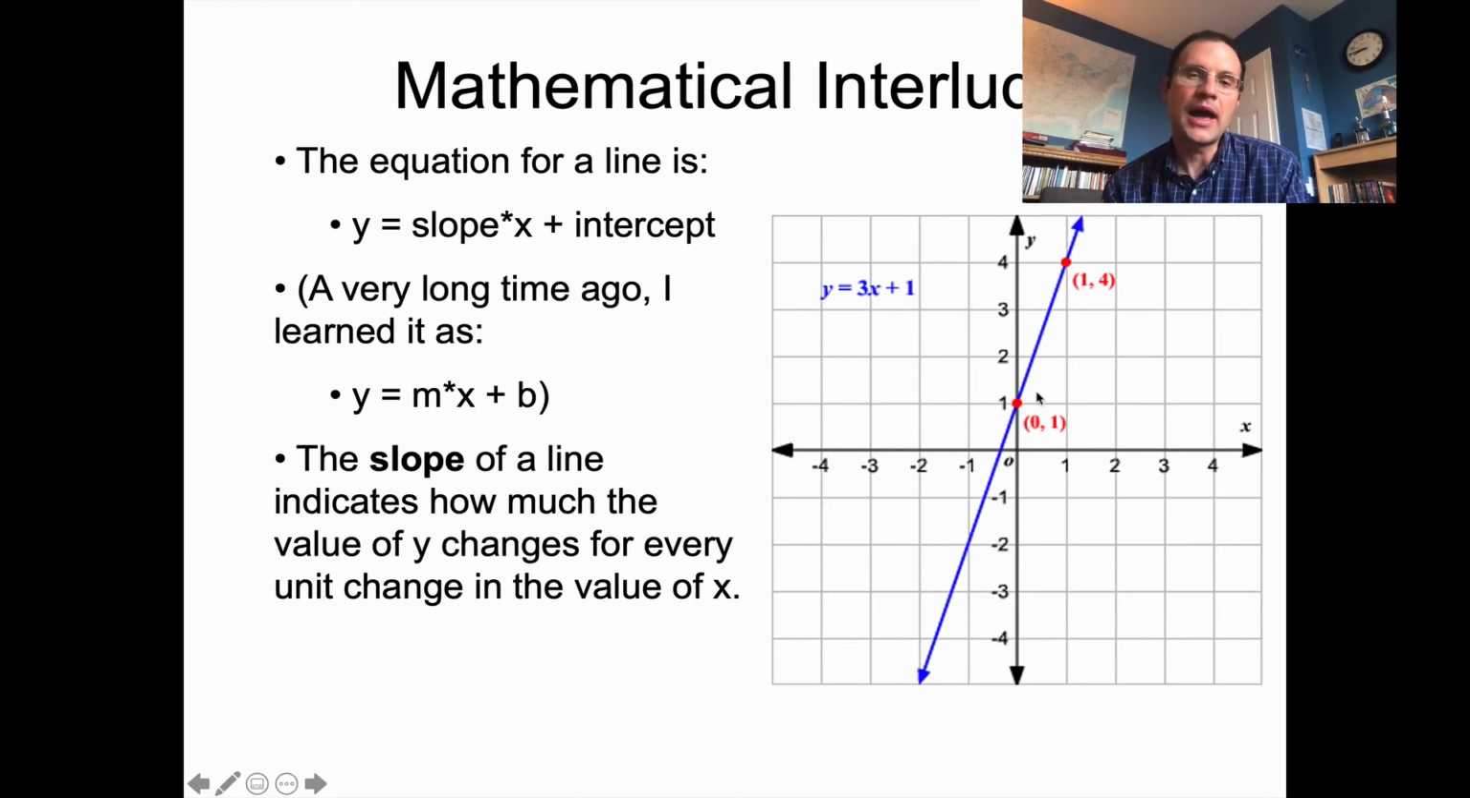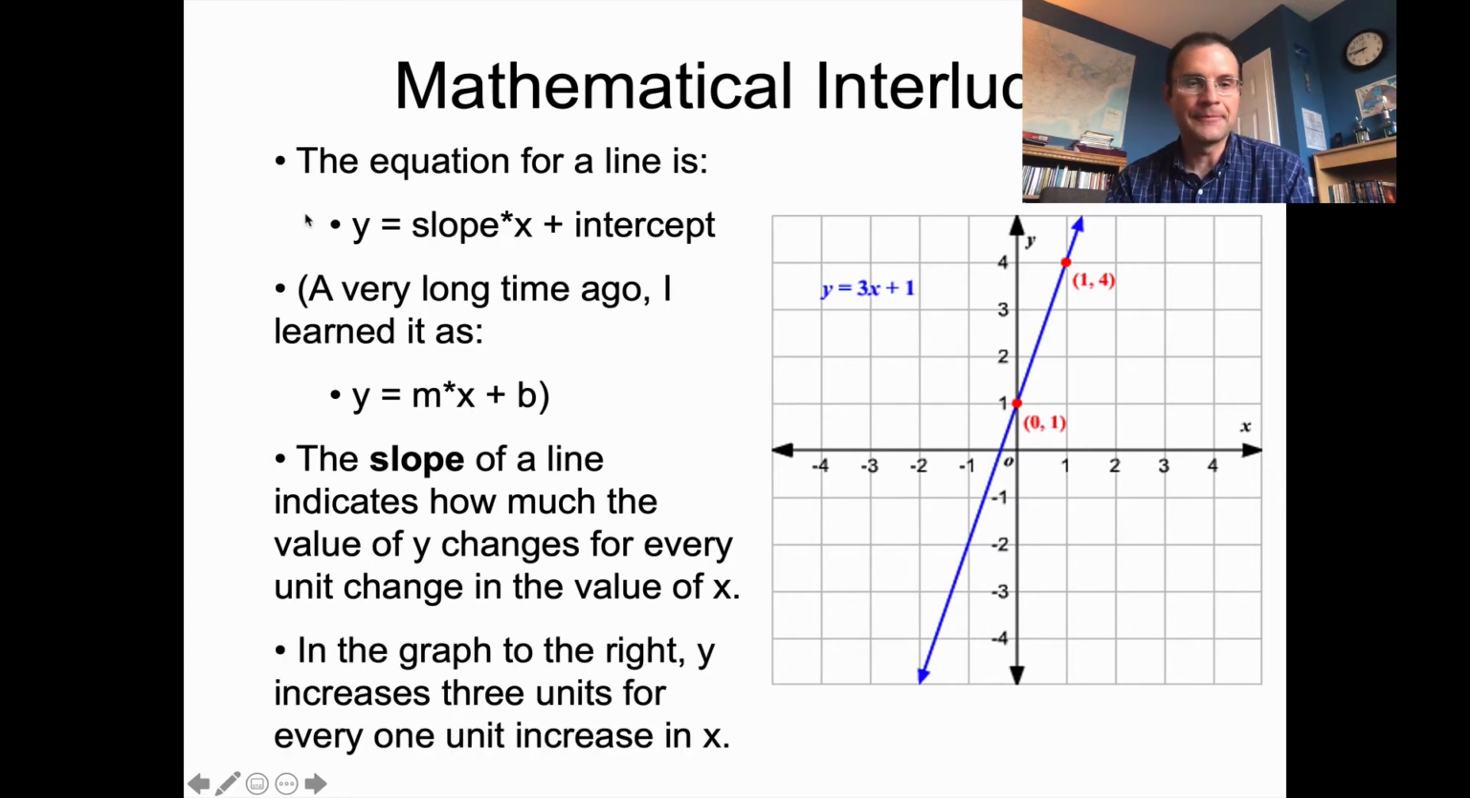But then the rise, how much the line increases on the vertical dimension, changes by 3 units. It goes from 1 to 4. So in this particular case, y is going to increase 3 units for every 1 unit increase in x. That means the slope is 3. The rise is 3 over 1, which is the run. You can see that in the equation, where the slope multiplying x, the m version here, is 3. Hopefully that makes sense.